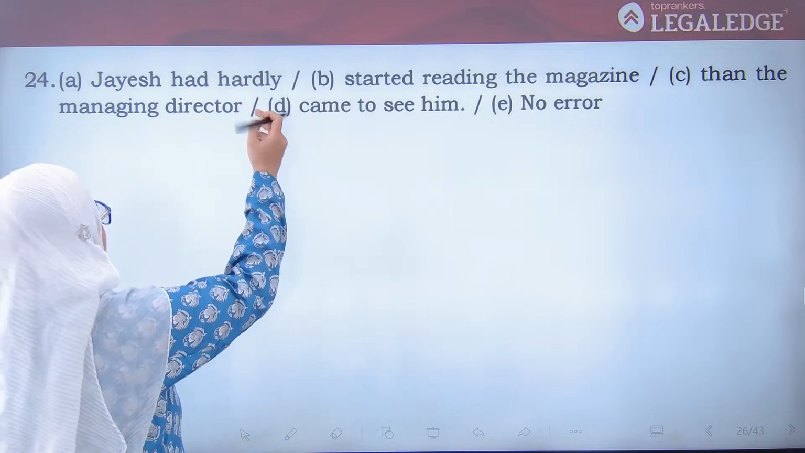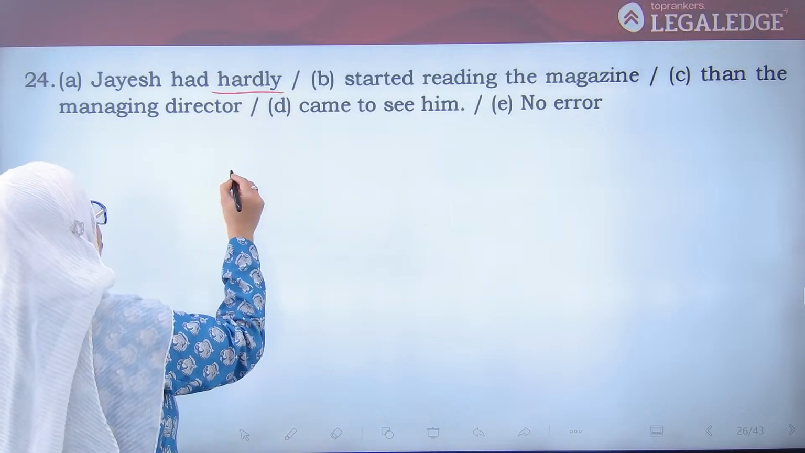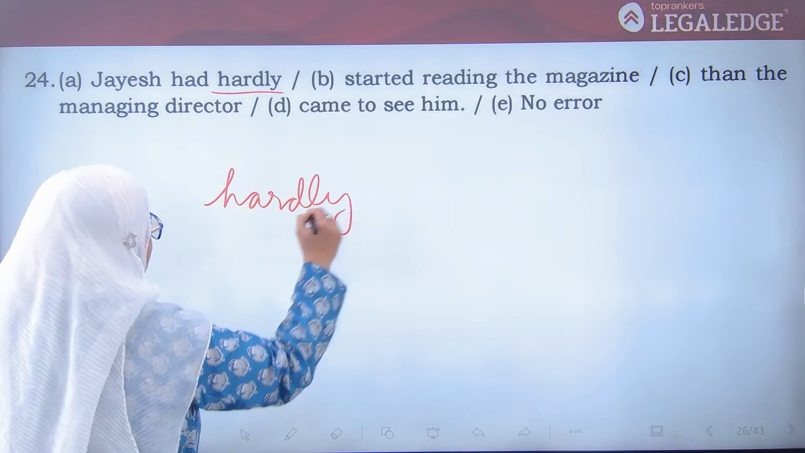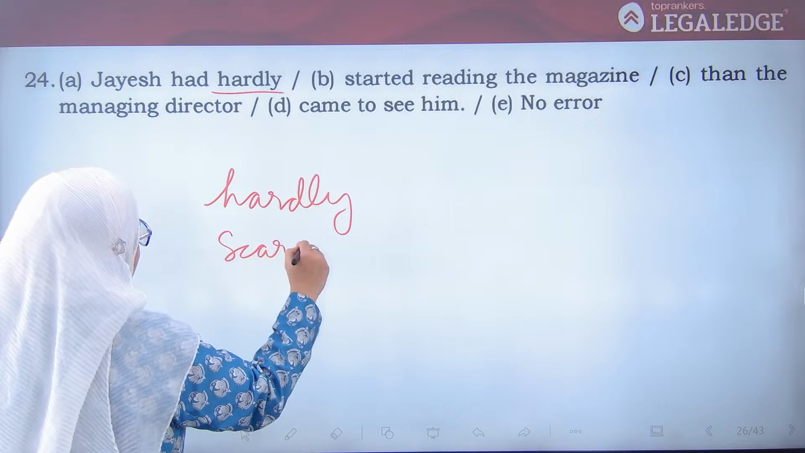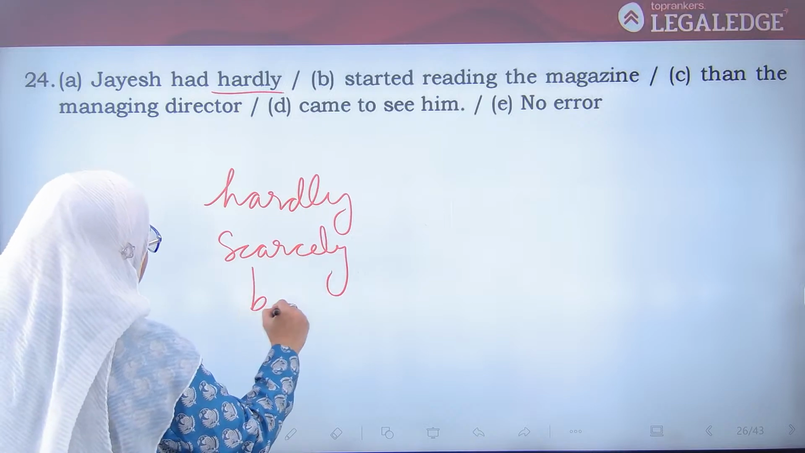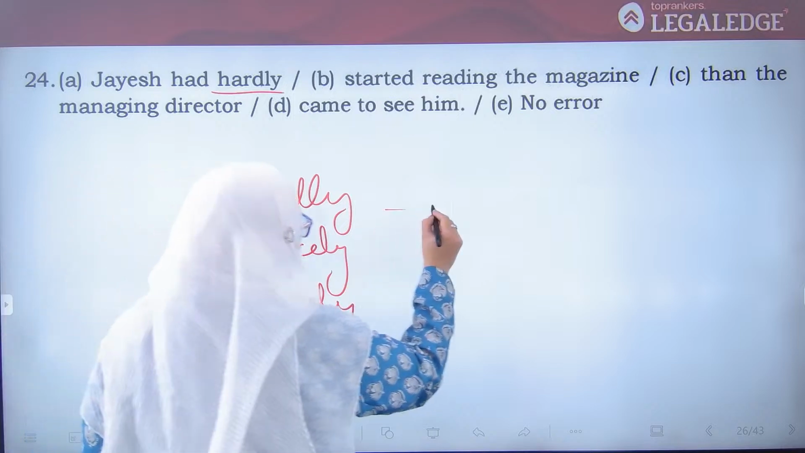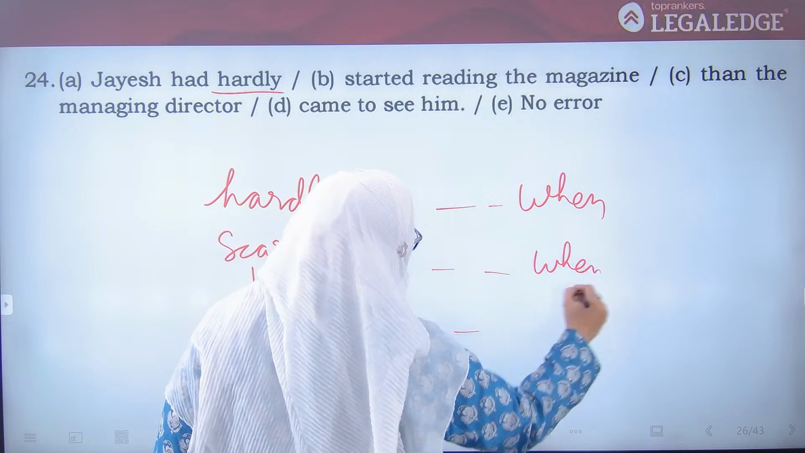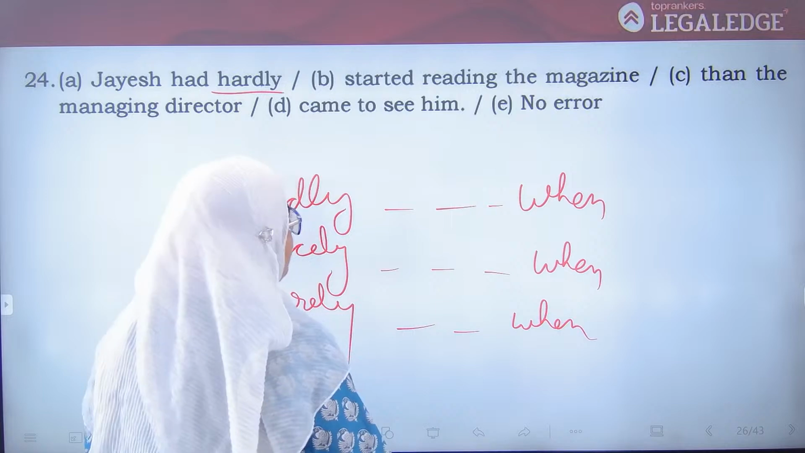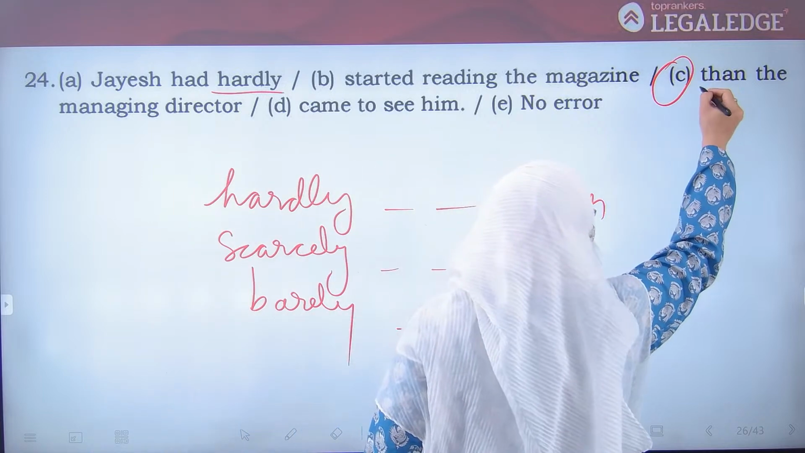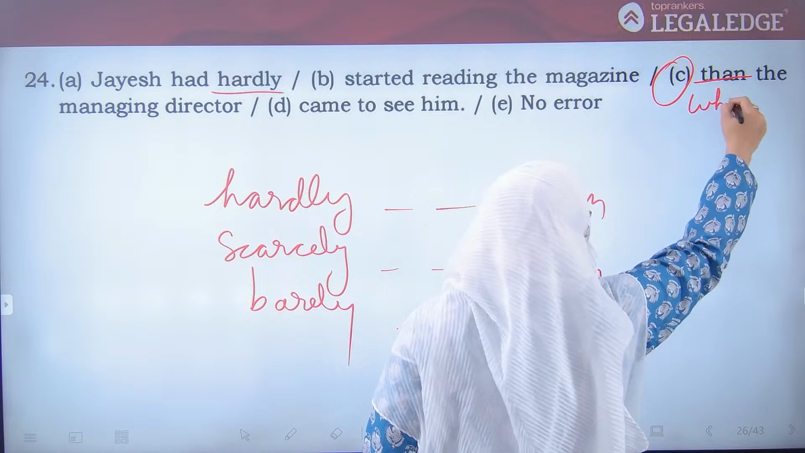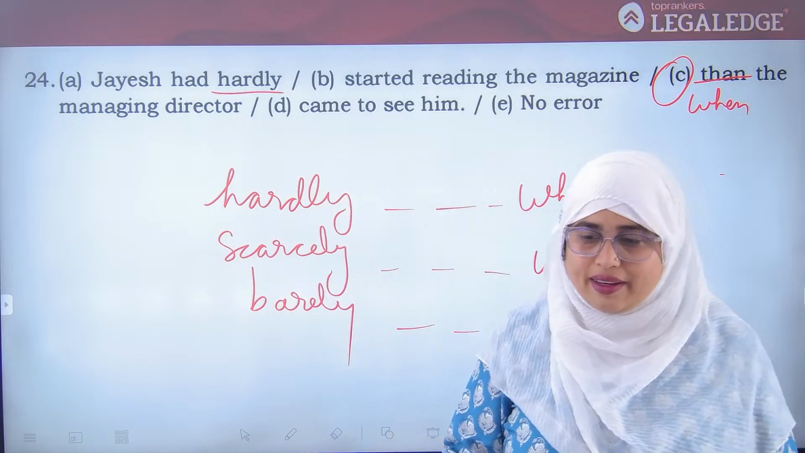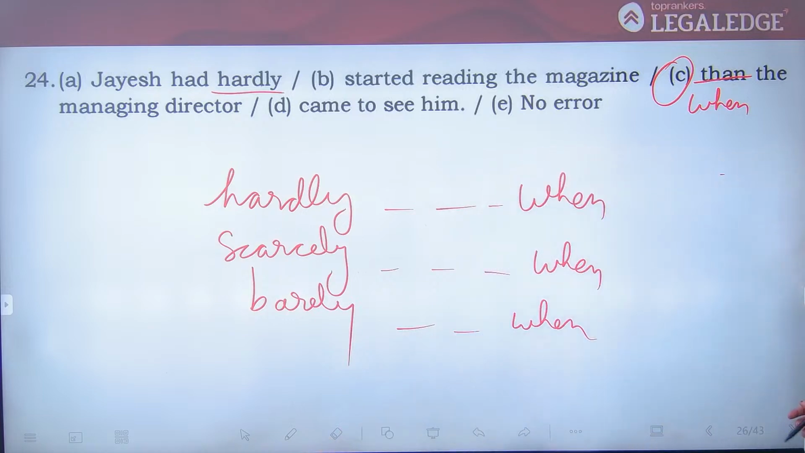So students, there are some correlative conjunctions like hardly, scarcely, and barely, जिनका एक कॉम्बिनेशन में आपका when आना चाहिए. Okay, but here in option C it is given than. Instead of when it is given than. तो than की जगह आपको when करना है. All right, erroneous part was C.